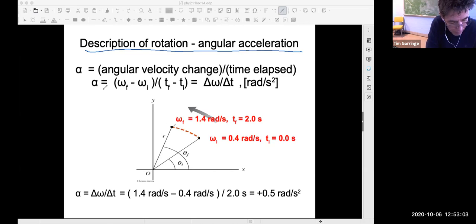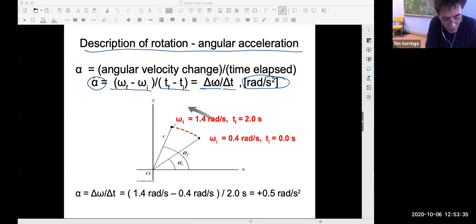It's easier to remember as an equation: the angular acceleration alpha is the change in angular velocity, i.e. the difference between the final angular velocity and the initial angular velocity, divided by the elapsed time, i.e. the difference between the final time and the initial time. And we can write that as delta omega divided by delta t, the change in angular velocity divided by the change in time. This has units of radians per second squared.